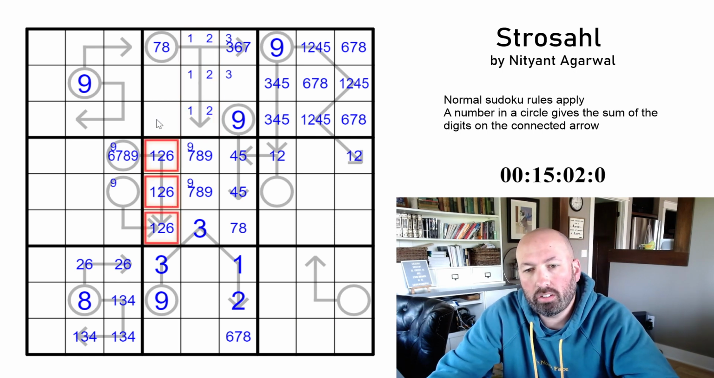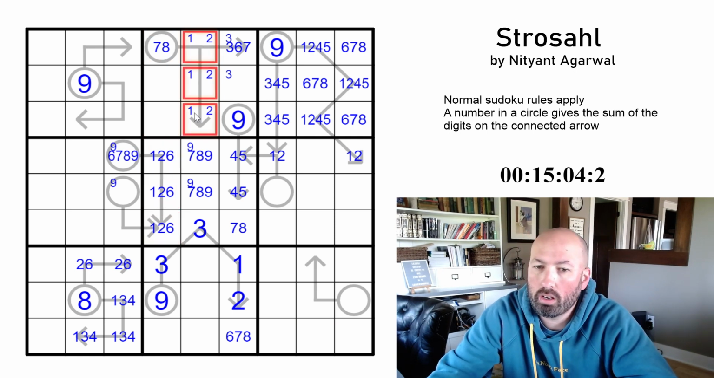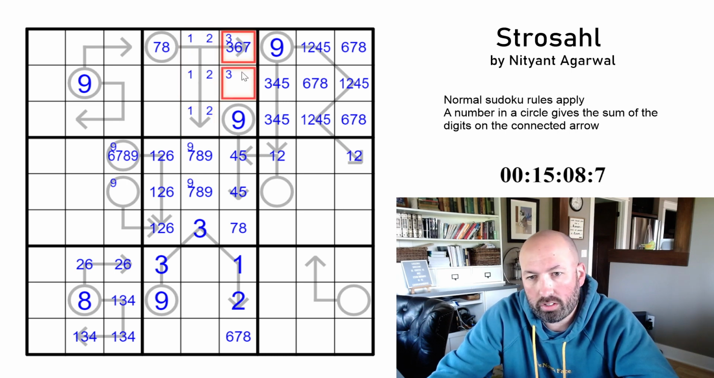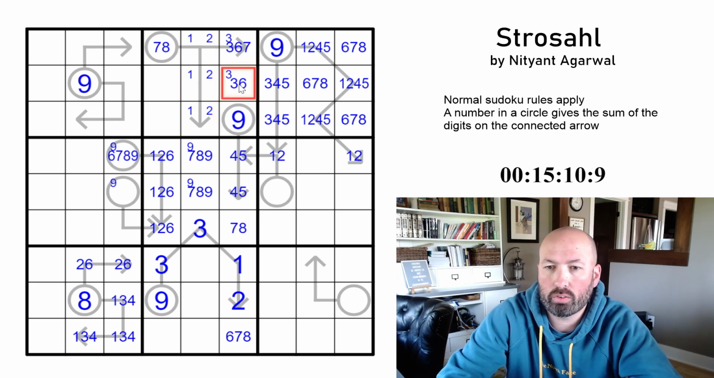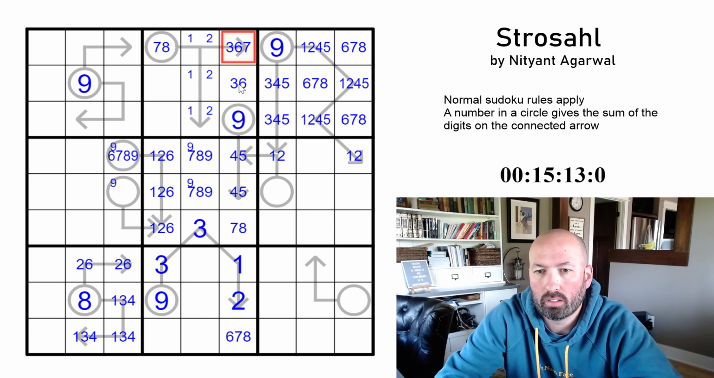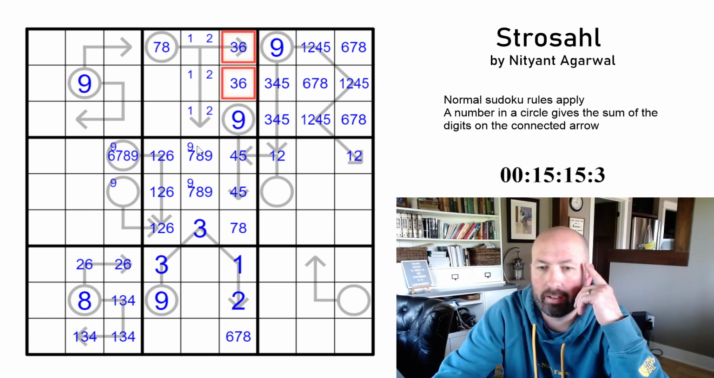But there's a 6 here, so we can't put a 6 in here. We know we can't put a 6 on this arrow. So there's a 6 up here and a 3 up here. So these are a 3, 6 pair, actually. So this can't be 7. This is a 3, 6 pair.